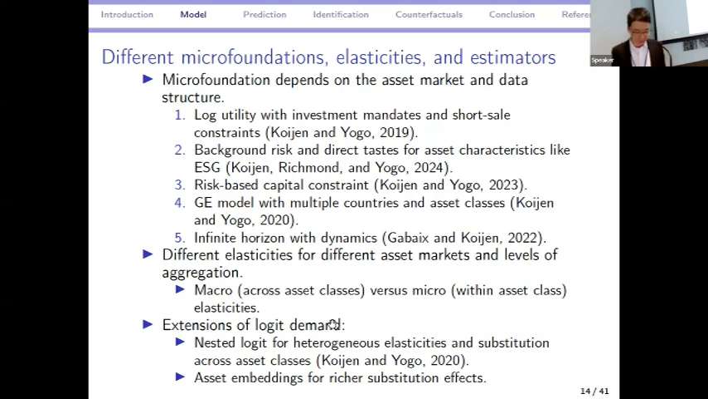That was our first model, but we've gone way beyond logit now. So we can do nested logit to allow for heterogeneous elasticities across asset classes. Also, we've done asset embeddings as a way to more properly control for characteristics to get richer substitution effects. Okay, so it's not just logit, it's various functional forms that are increasingly more realistic for the application at hand.